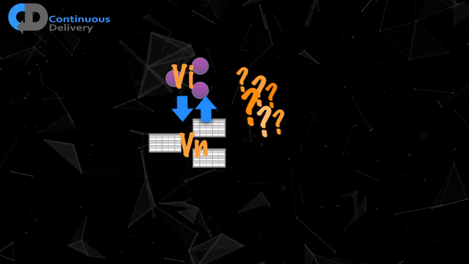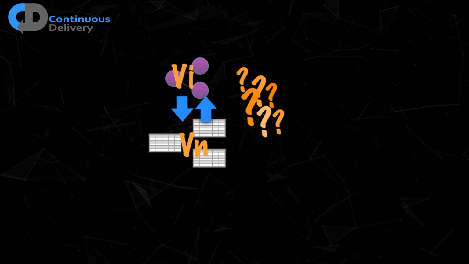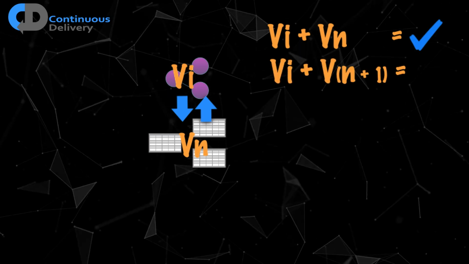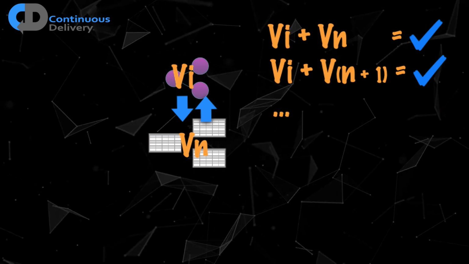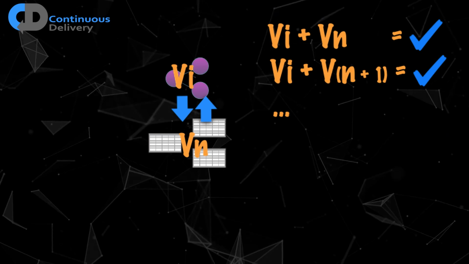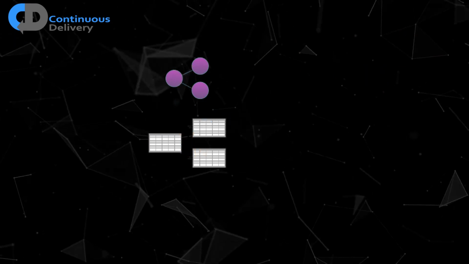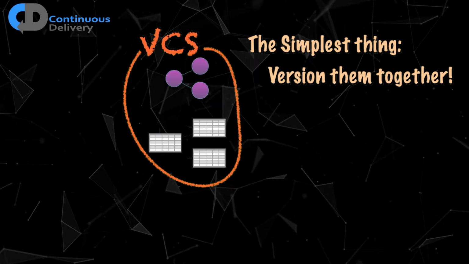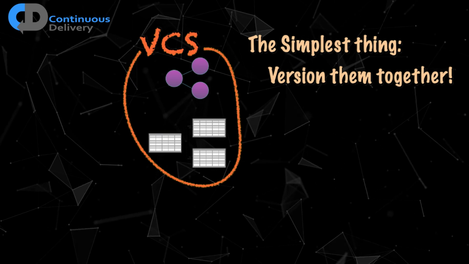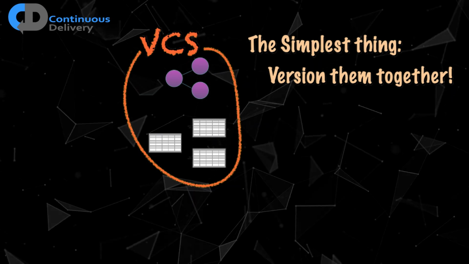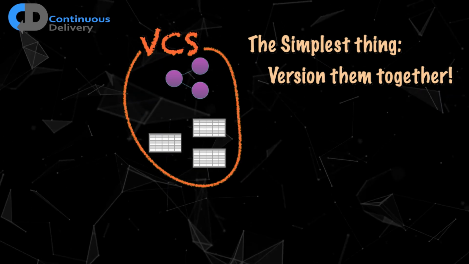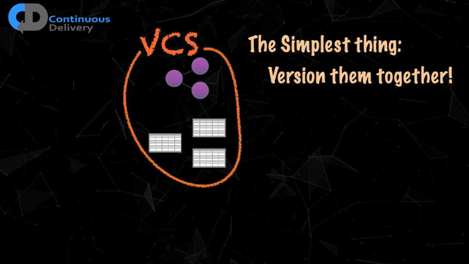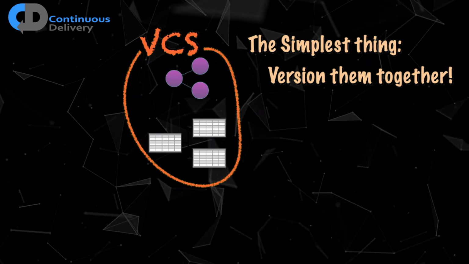Somewhere or other, there's going to be a table, a document, something that says that version I of the application works with version N of the data store, and version I of the application works with version N plus 1 of the data store, and so on, so that we can keep track of what's going on. The simplest thing to do to manage that relationship is to keep the specification of the version of the data store in the same version control system as the application. So the scripts that define that version of the data store are also committed alongside the application. That keeps that dependency management problem to an absolute minimum. There's a one-to-one relationship in the version control system that defines the relationship between these two pieces.